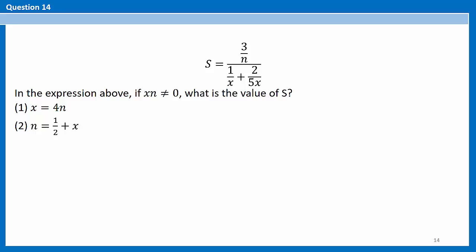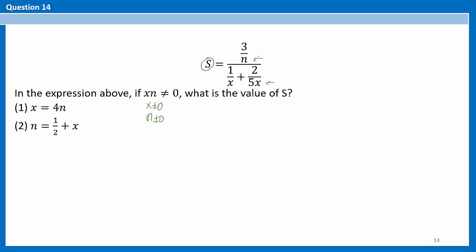Okay, they tell us that x times n is different than 0. What is the value of s? Now this is s. The reason they give us that x times n is not 0 just means that x is not 0 and n is not 0, because you cannot divide by 0. You cannot have a denominator that is 0. That's it. It's not useful further than that.